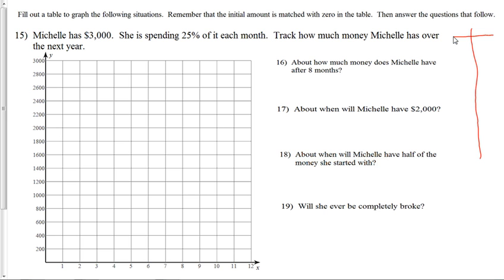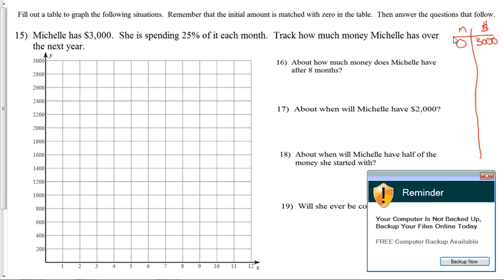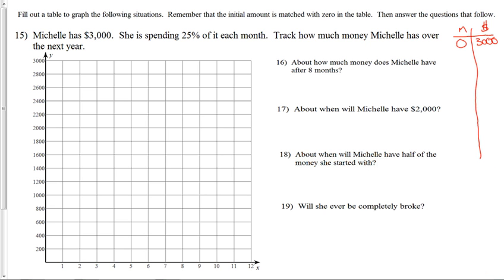And we're going to do it over 12 months. This is the number of months. This is how much cash. So she starts out as $3,000. And from there, we're going to go through all 12 months. I'm going to pause the tape now, and I'll use calculator and figure this out after the first couple.